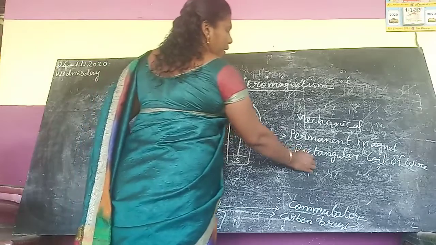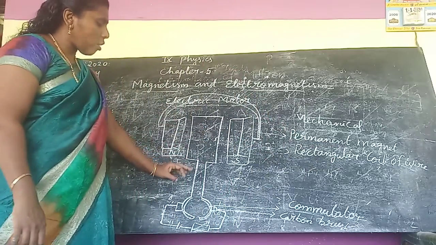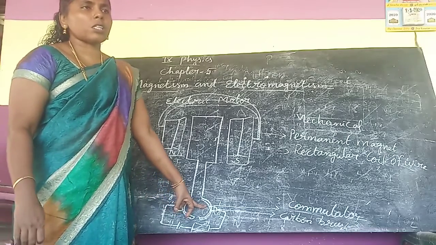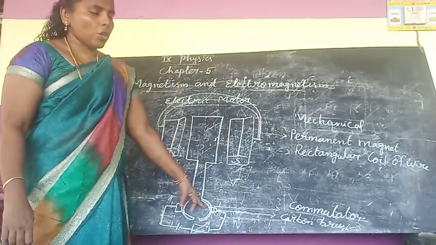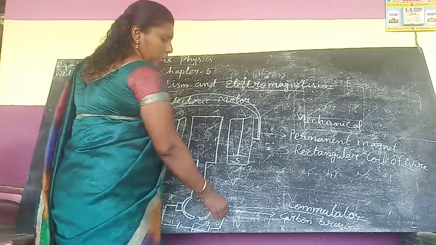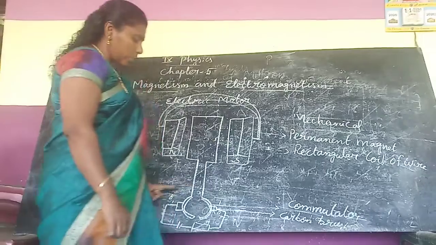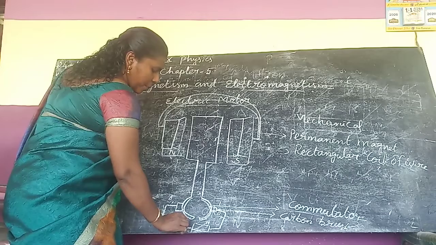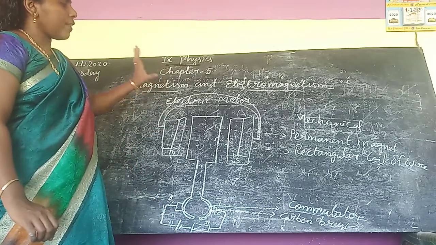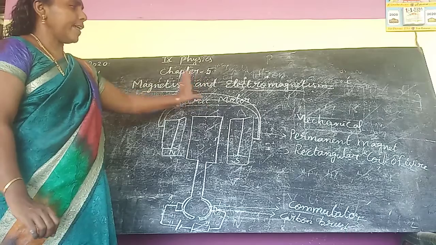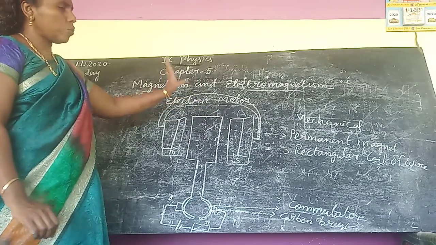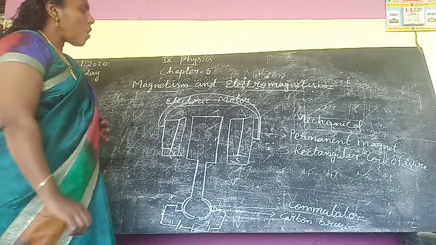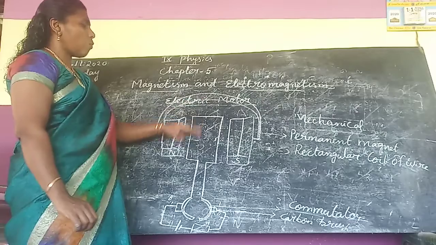Now just write here rectangular coil of wire. At the end of the rectangular coil of wire, what is attached? Commutator is attached. What is the use of this commutator? To change the direction of current. Now here carbon brushes B1 and B2 are attached. Through those brushes external circuits are attached: the battery and variable resistor. Now this is the construction of the electric motor. So now you know how to draw the diagram and the construction of the electric motor. Now how does it work? We will see how the electric motor works.